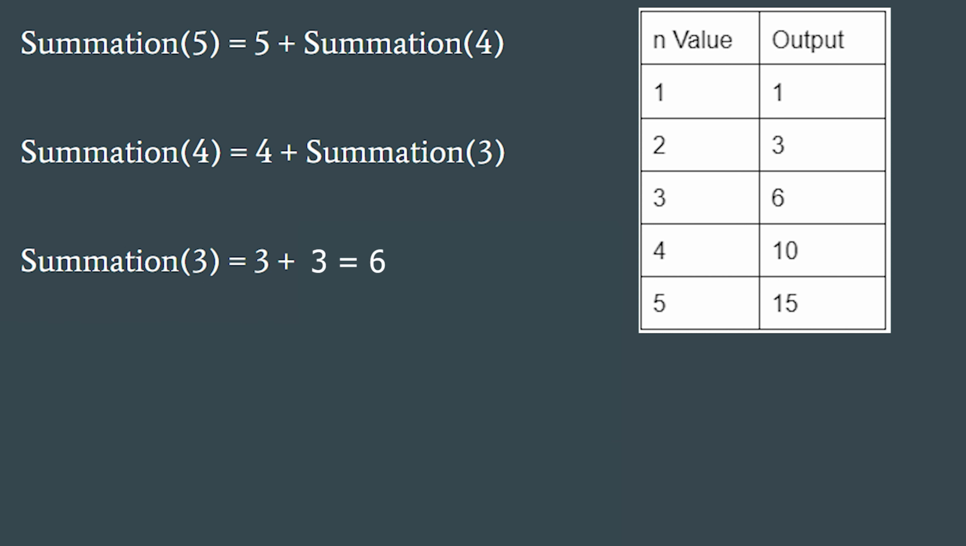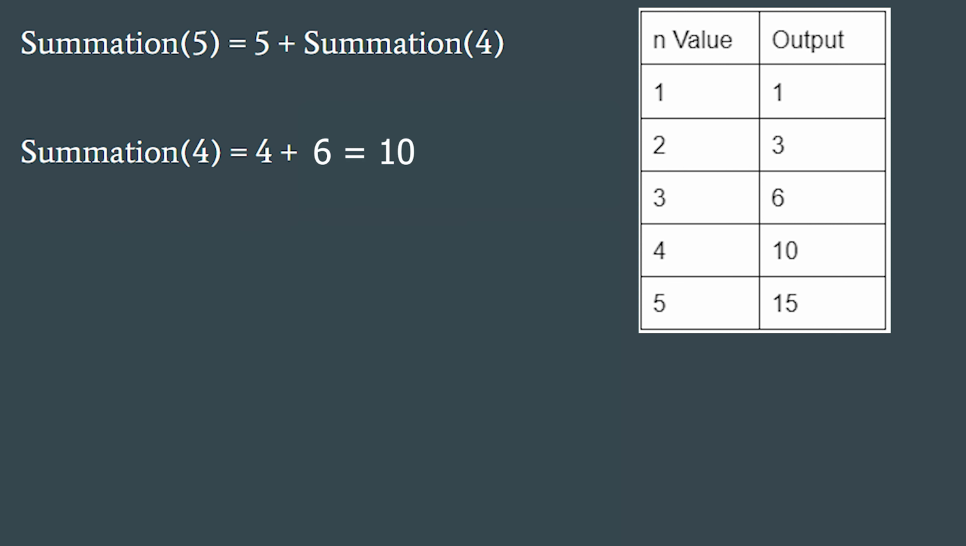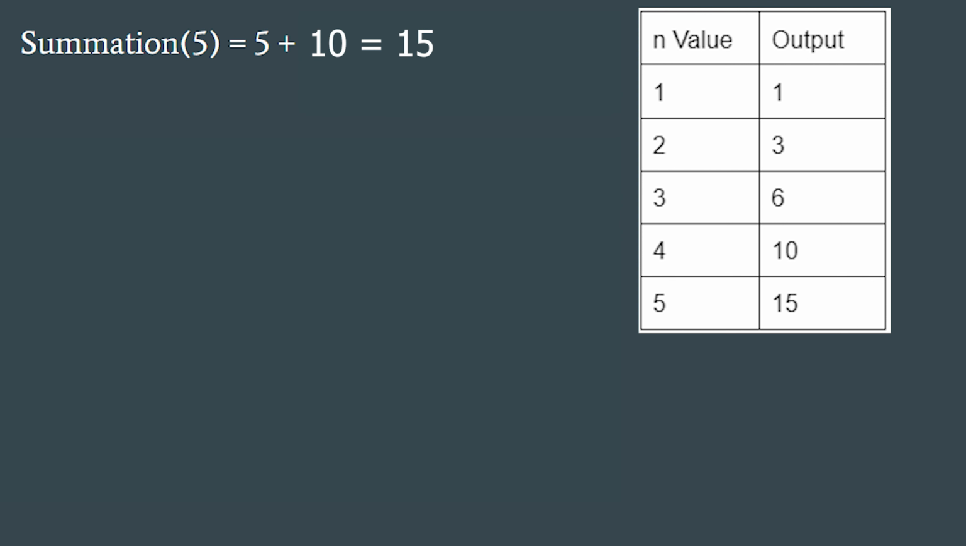And then summation of 3 returns 6 because we know that summation of 2 is 3, and 3 plus 3 is 6, which returns to summation 4, and so on until we go up the table until we get summation of 5 equals 15. So that was pretty quick, and I understand there's a lot of moving parts, so it's kind of difficult to grasp, especially at first.